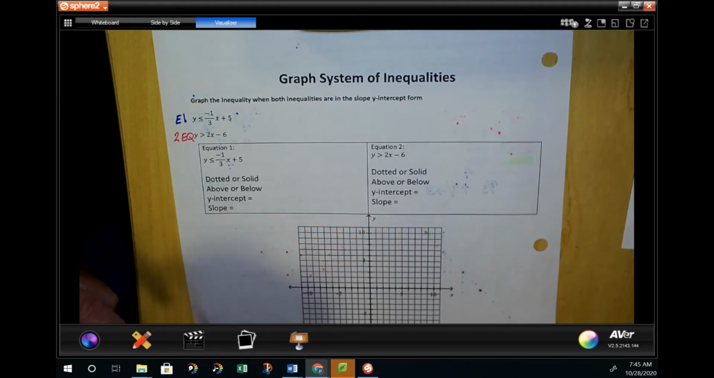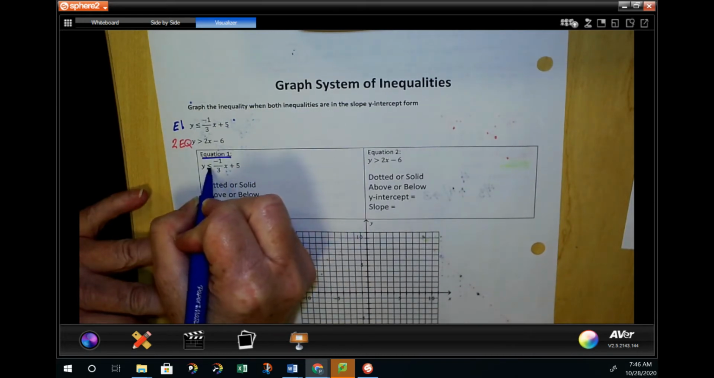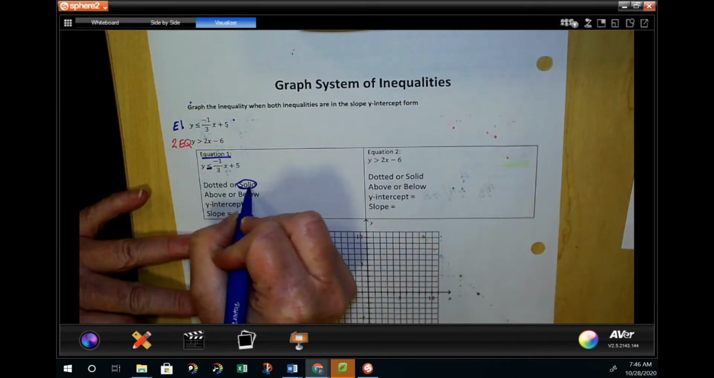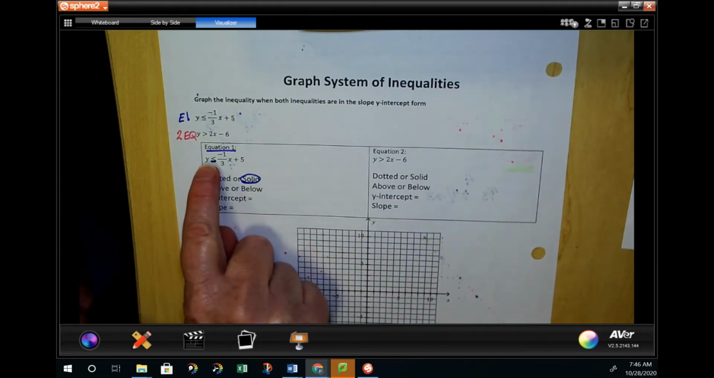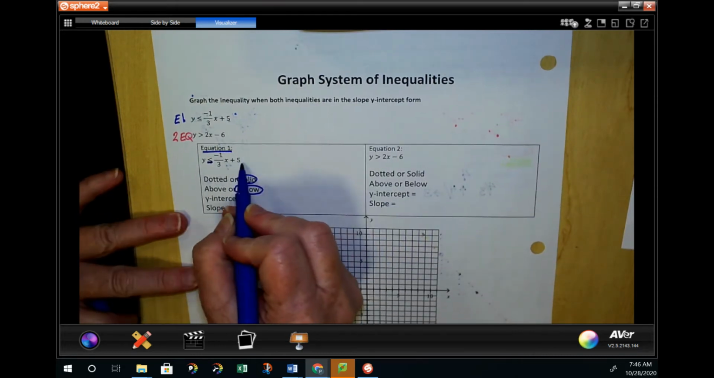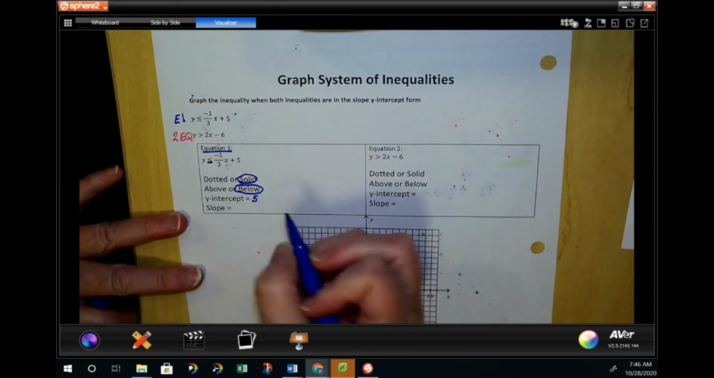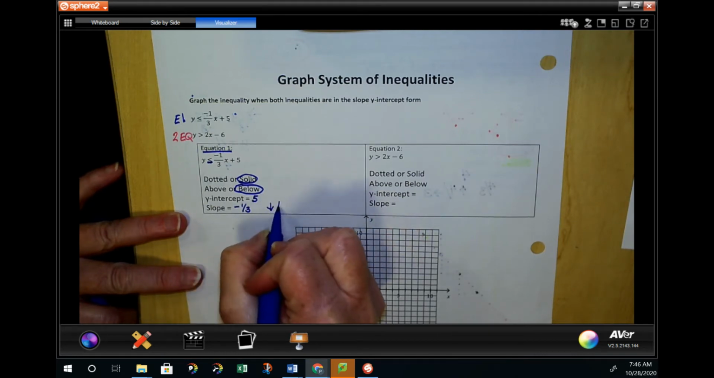For the first one, equation 1, this is going to be a solid line because there's a line underneath the inequality, so we know it's solid. And then it's less than, so I'm going to shade below. My y-intercept in this case is 5, and my slope is negative 1/3. So that means I'm going to go down 1 and to the right 3.